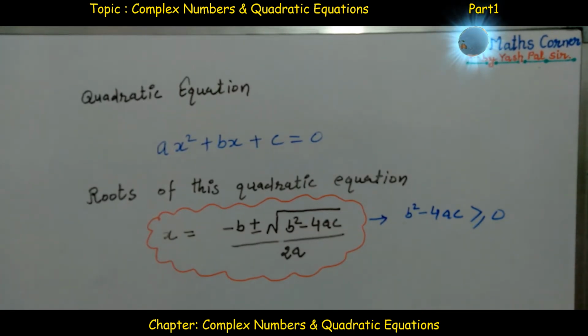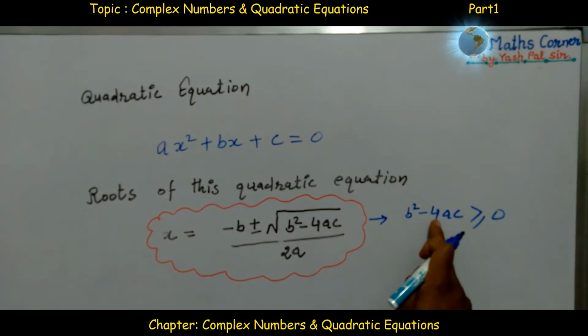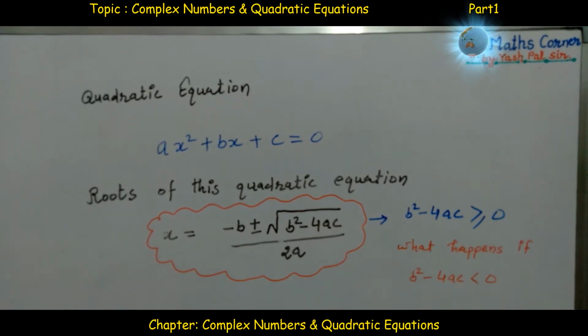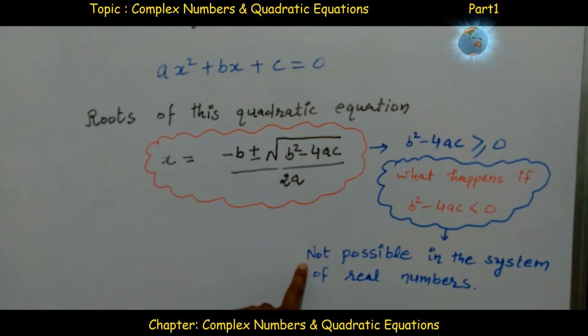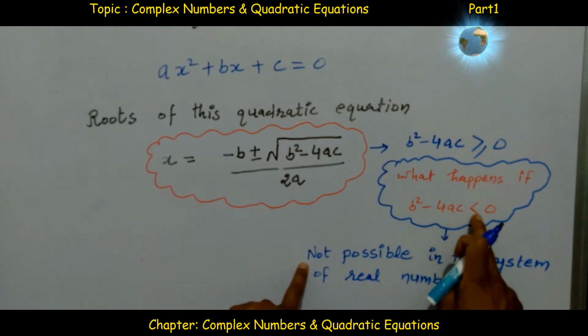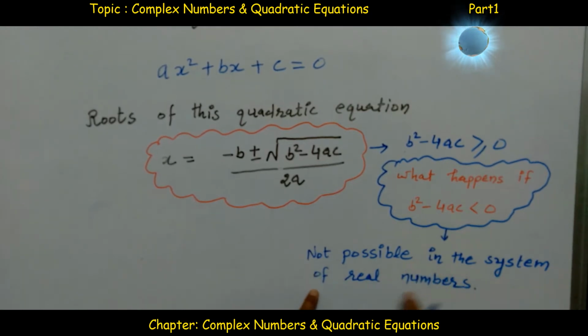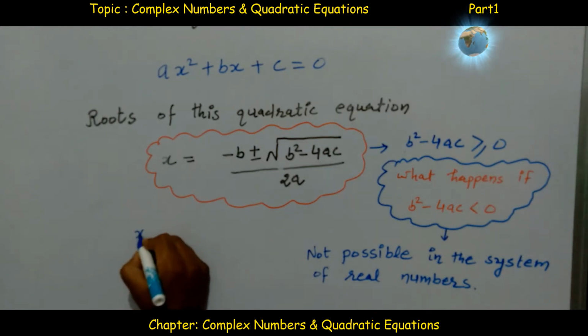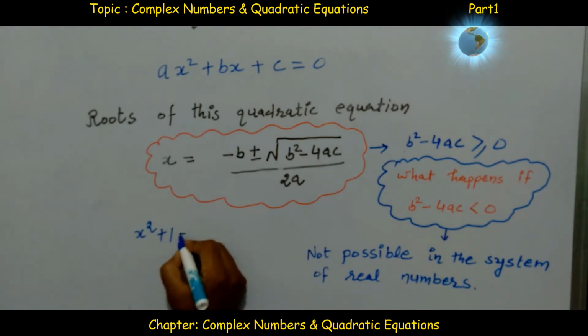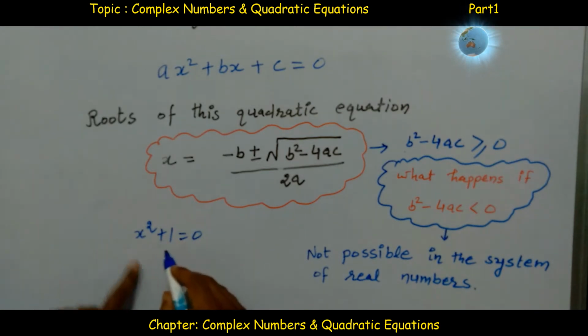But in this chapter, what we are going to study is what happens if b square minus 4ac is less than 0. Simply, we can say that b square minus 4ac less than 0 is not possible in the system of real numbers. But we come across so many equations, like x square plus 1 is equal to 0. So how do we solve such equations?